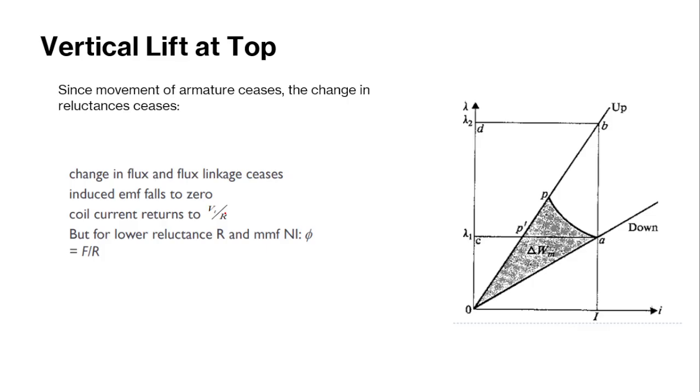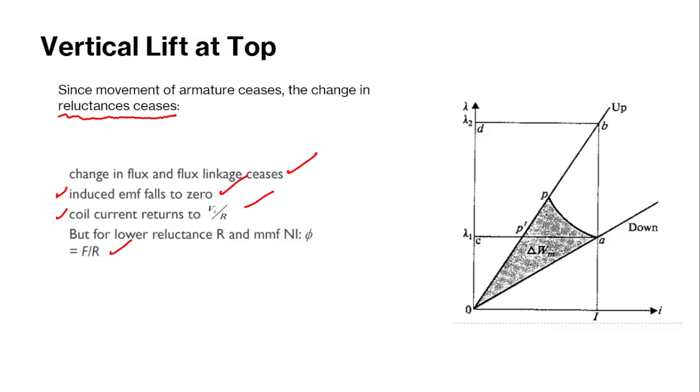Right, so we went through this already. Since the movement of the armature ceases at the top, the change in reluctance ceases. When I reach the top, the reluctance is not changing anymore, so the change in flux and the flux linkage ceases. The induced EMF falls to zero. The coil returns to Vt over R, but for lower reluctance the MMF will be this. So at the new circuit, the MMF will change, but the main point is this and this.